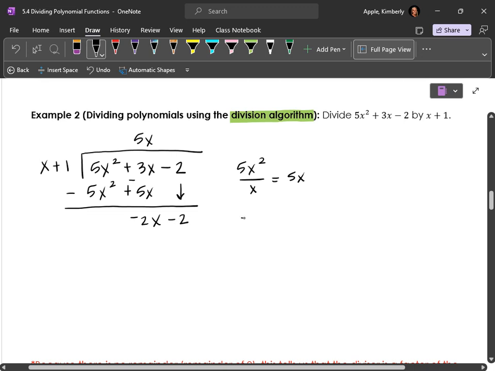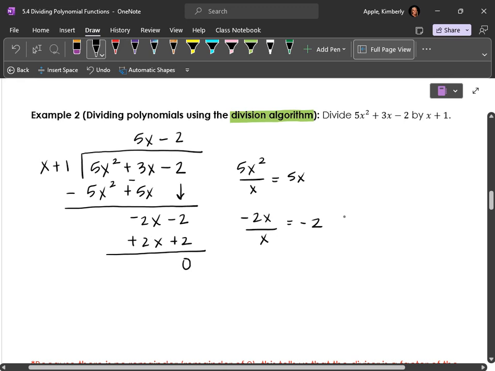And then we're going to divide the first term into the first term again. And we'll be left with negative 2. Then we'll multiply negative 2x minus 2. Remember, we're subtracting, so subtract both terms. And we're left with a remainder of 0.